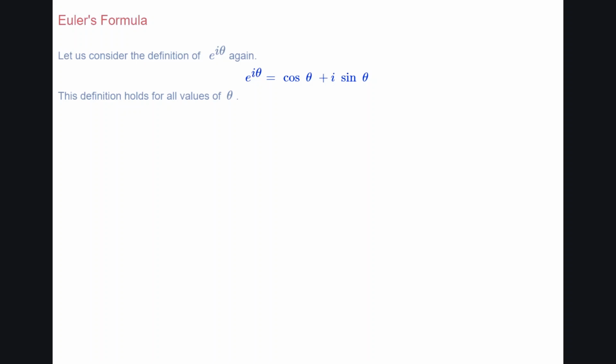Let us consider the definition of e to the i theta again. It was e to the i theta equals cos theta plus i sin theta. And this definition holds for all values of theta. So we'll put theta equal to the value of pi. Then we have e to the i pi equals cos pi plus i sin pi. We know that cos pi is -1, sin pi is 0. So therefore e to the i pi equals -1 plus i times 0. Take the -1 across to the left-hand side. We have e to the i pi plus 1 equals 0.